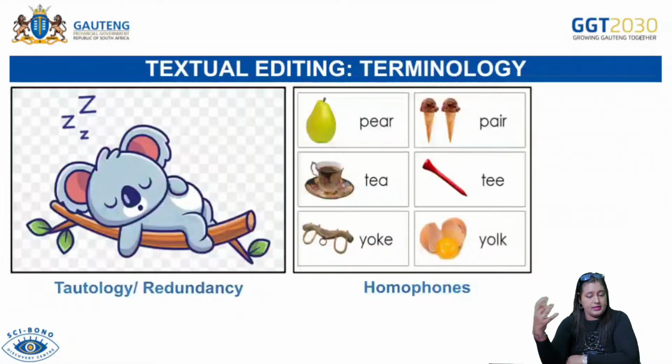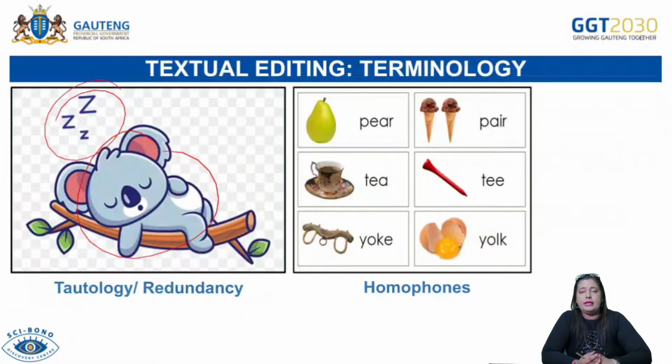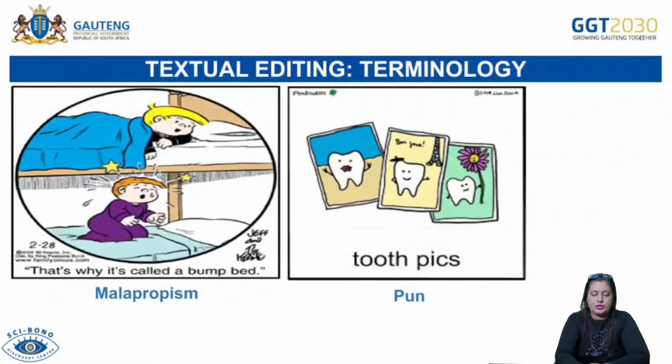So you must be able to explain the double meaning. Tautology and redundancy there, okay, and the image explained there. Please remember, when the question is saying to you identify the redundancy or tautology, remove the one part, okay? It becomes very difficult for the markers to mark it otherwise. Then you've got homophones. Remember, pair and pear, they sound the same, but obviously you can see they are showcasing different things, okay? Tea and tee, yoke and yolk, two different things altogether.